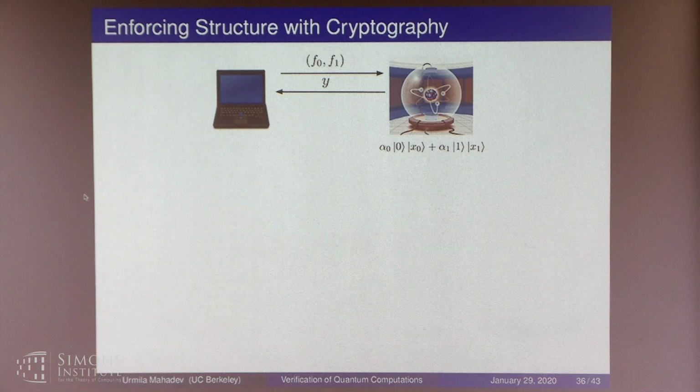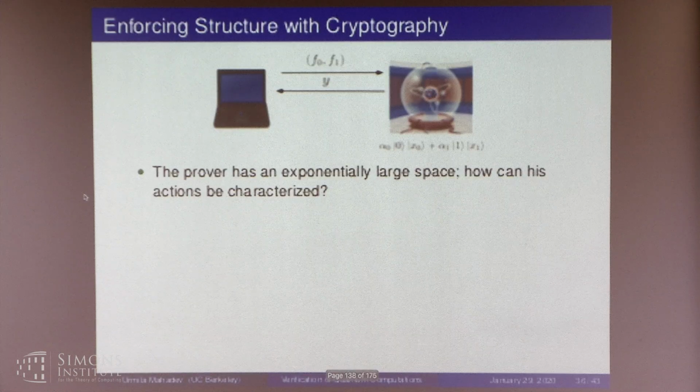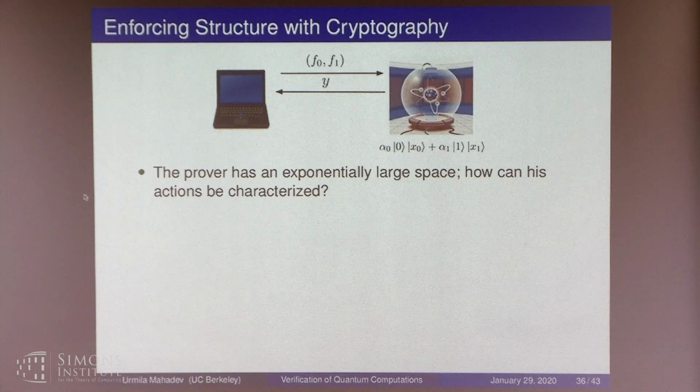So a quantum prover can have a very large Hilbert space, and we have no idea what the prover is doing with his space. And what we need to do is use cryptography to enforce structure on the prover space, to say that the prover must be applying the operations we're telling him to apply. So, for example, the first issue that comes up is how do we even know that the prover has a committed state? Because I keep referring to the prover creating a quantum state and committing to it, but for all I know, the prover could be working with classical distributions and then just generating an image Y from some classical distribution.